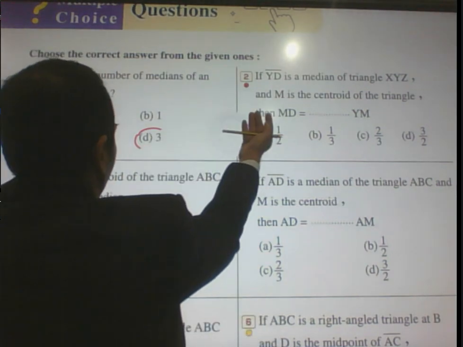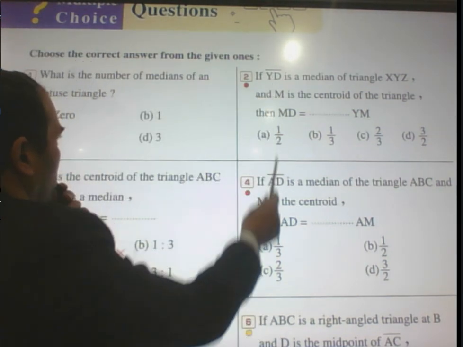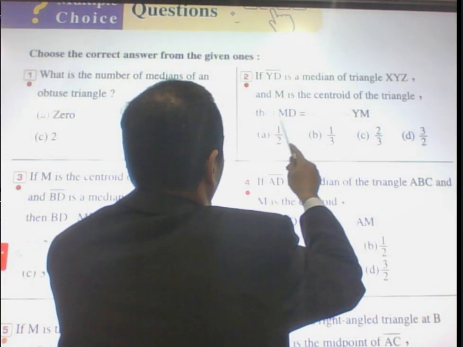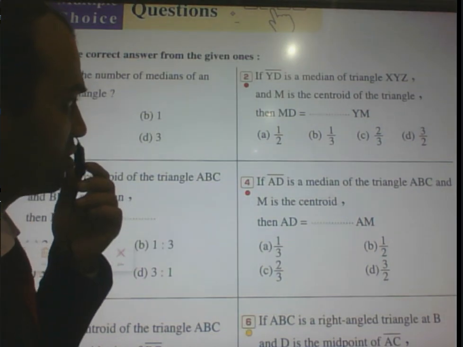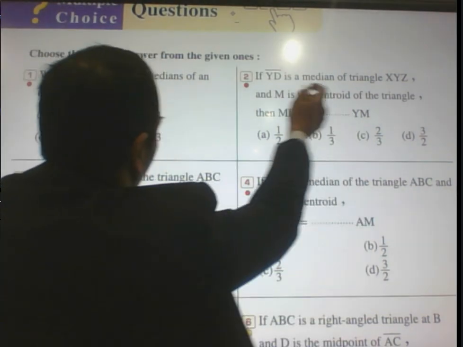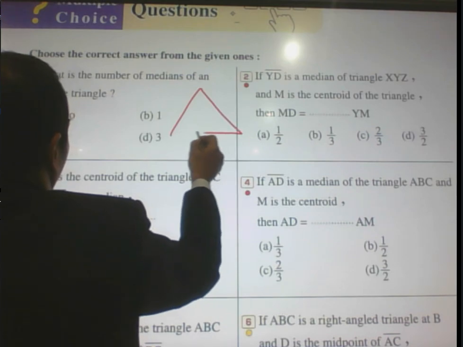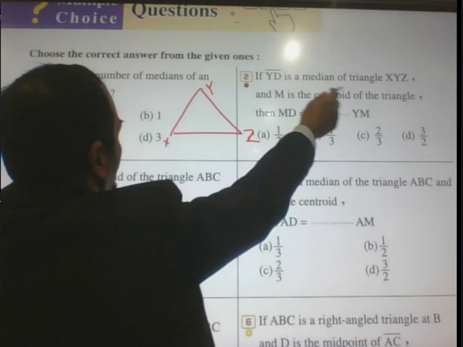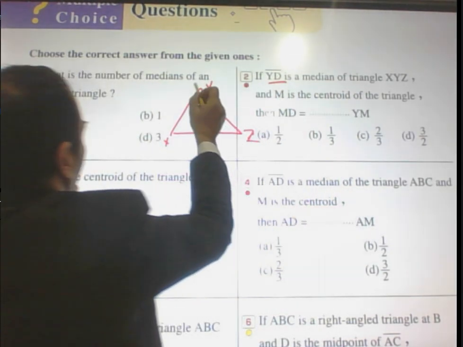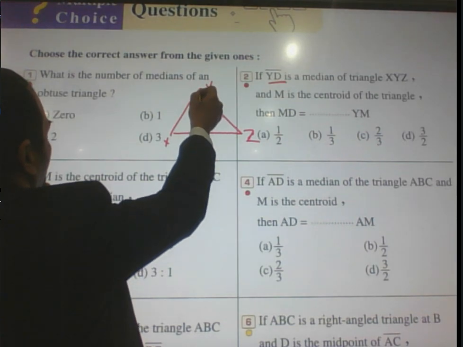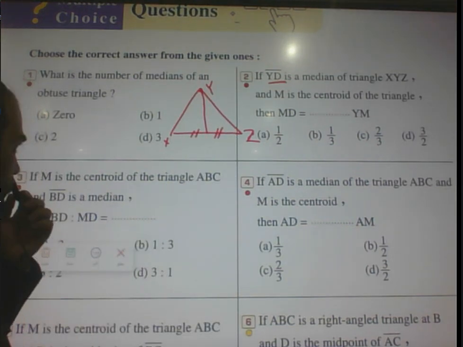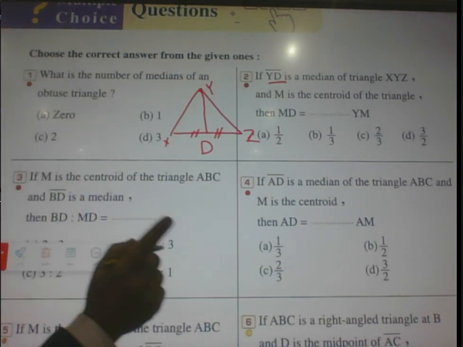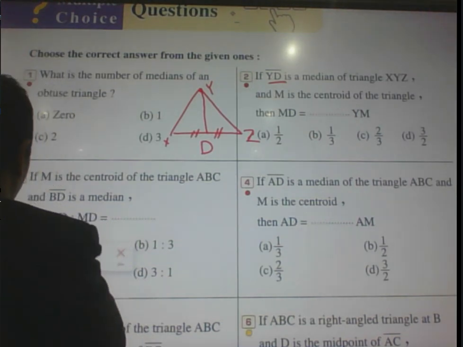Next question, number 2. If YD is the median of triangle XYZ and M is the centroid of the triangle, then MD equals what of YM? What's the ratio between MD and YM? We will draw a triangle X, Y, and Z, and they give me YD is the median, drawn from the vertex to the midpoint of the opposite side. YD is the median, and M is the centroid point.